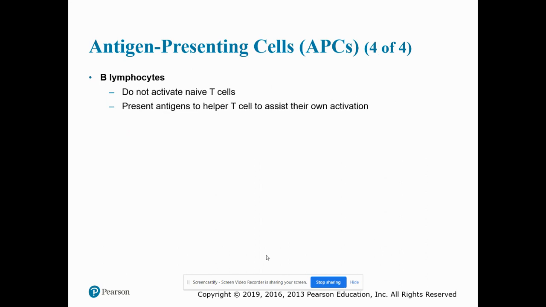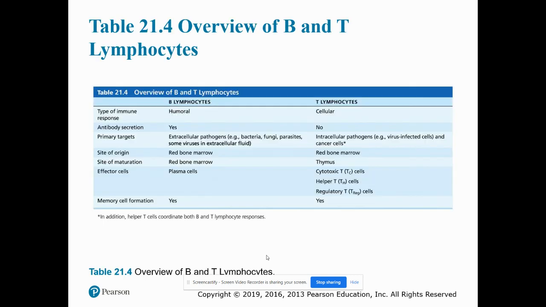And then finally, we have the B lymphocytes. They actually do not activate naive T cells. What they do is present antigens to helper T cells to assist their own activation. This is just a table kind of going over the B and T lymphocytes, and we're going to get into more detail in all this in subsequent videos and class time. But that's all I have for this video.